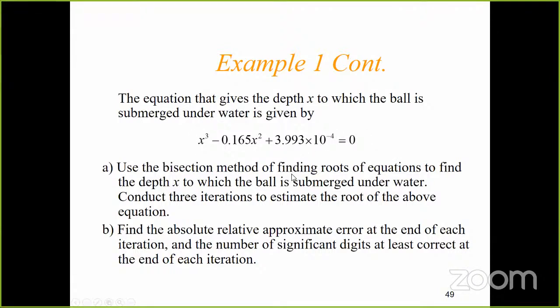What is our objective? By making use of the bisection method, finding the roots of the equation to find the depth x to which the ball is submerged under the water. Well, here you can go for any number of iterations. Let it be 3 iterations to estimate the root of the above equation. Then we will go for the solution. Find the absolute relative errors also at the end of each iteration and the number of significant digits at least correct at the end of each iteration.